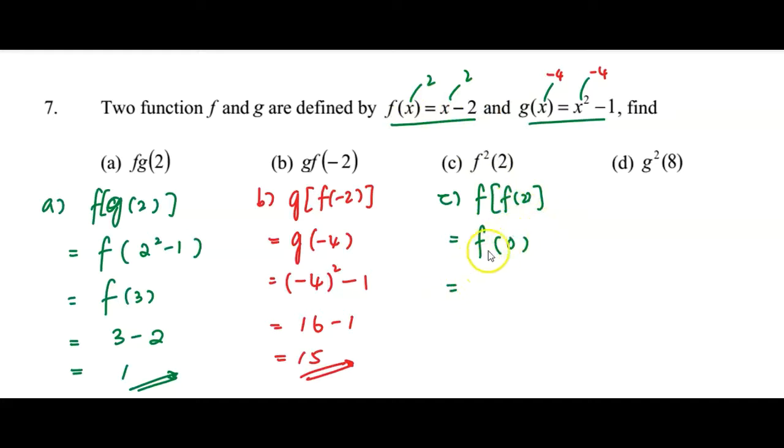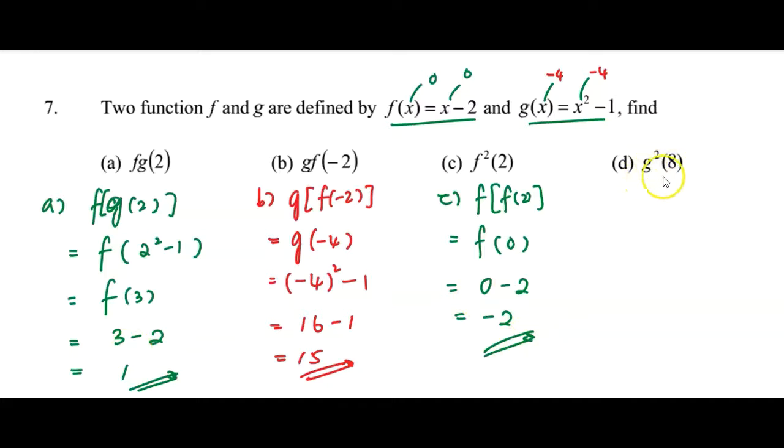So you end up with f0. Again, what is the f0? It means that you are going to put the 0 into your x in your f function. So when this x is 0, this x also needs to be replaced by 0. So you will have 0 minus 2. Finally, you have negative 2.